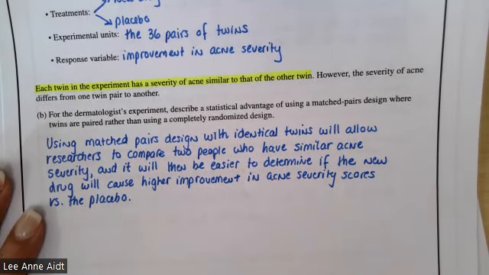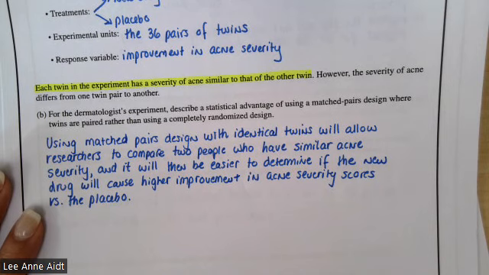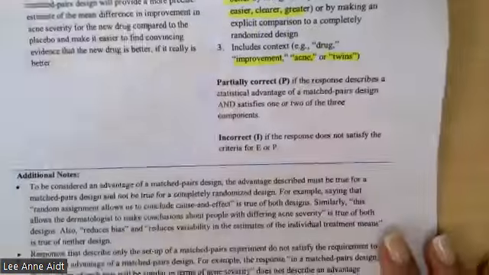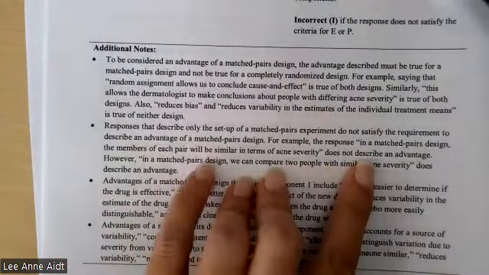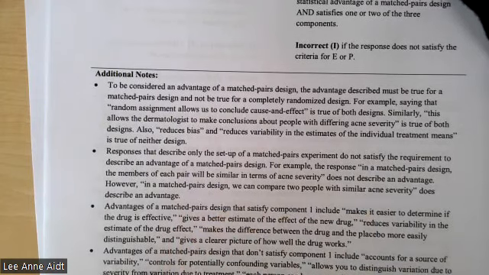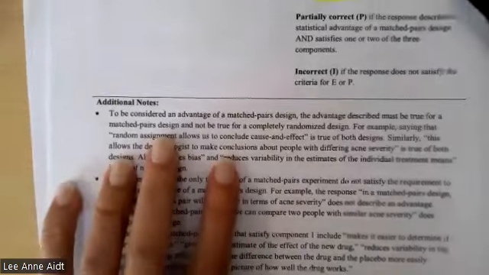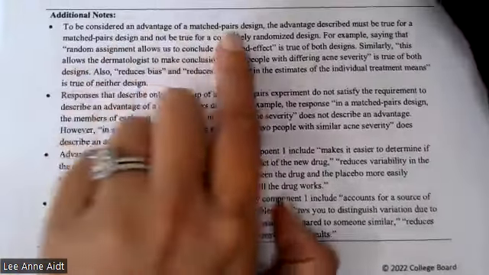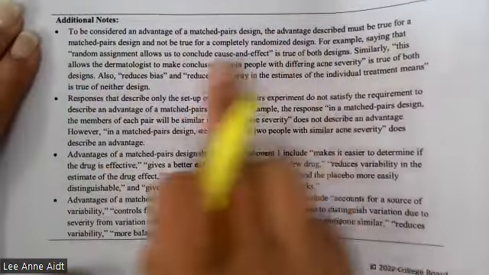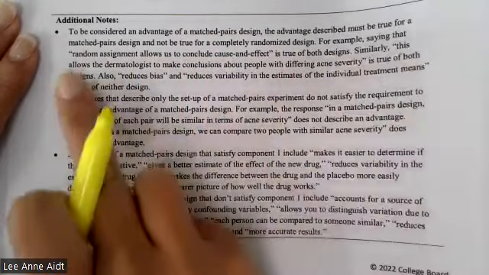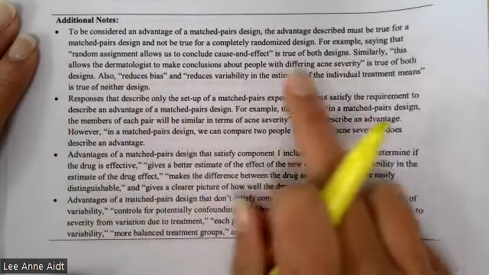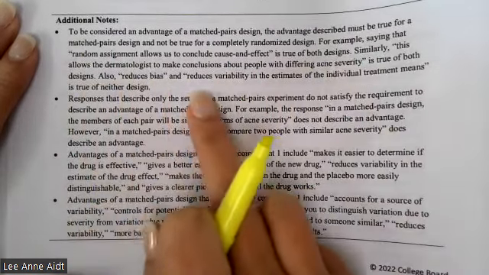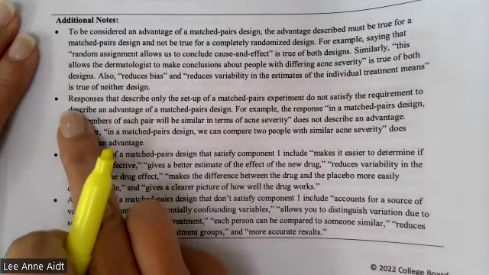Yes. For the greater part, if I said that randomized was a less predictive or accurate outcome, would that also count? Don't know. Let's see. Okay, hold on. To be considered an advantage, the advantage described must be true for matched pairs. For example, saying that random assignment allows us to conclude cause and effect. No. Similar. No. No. Okay, that's not what you were saying. I'm just trying to find what you were saying.